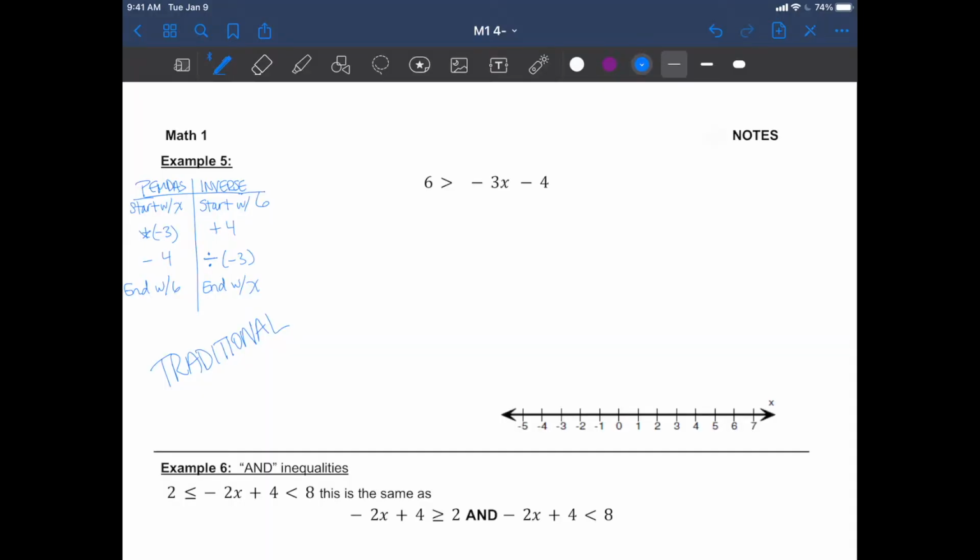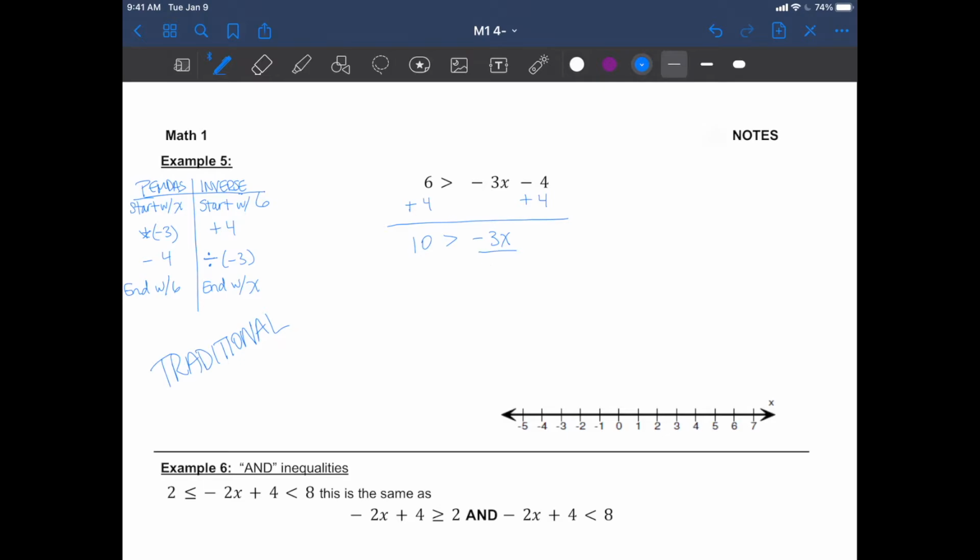All right, so I'm going to solve this in the more traditional way. You can also solve this the graphic organizer way that I showed you before if you like that. We've seen that multiple times. I'm just going to stick with the algebra and showing the steps each way. So the first thing I'm going to do is add 4 to both sides. So I'm left with 10 is greater than negative 3x.